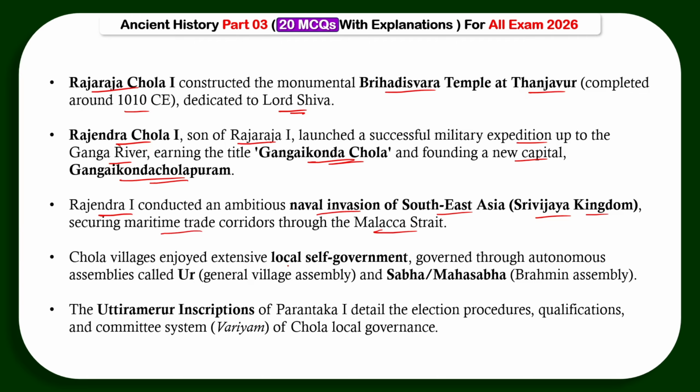Chola villages enjoyed extensive local self-government governed through autonomous assemblies called Ur, General Village Assembly, and Sabha, Brahmin Assembly. The Uttaramerur inscription of Parantaka I details the election procedures, qualifications and committee system, Variyam, of Chola local governance. These are all important details. You have to remember this. Okay.